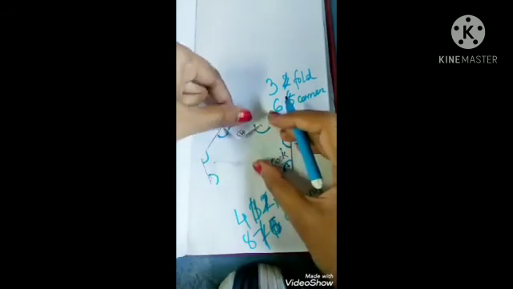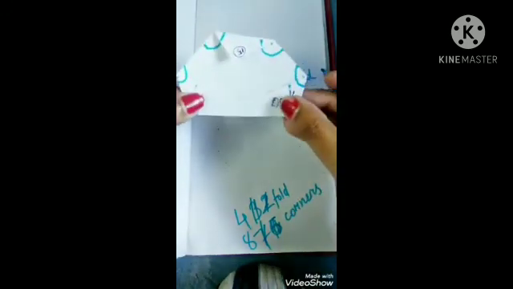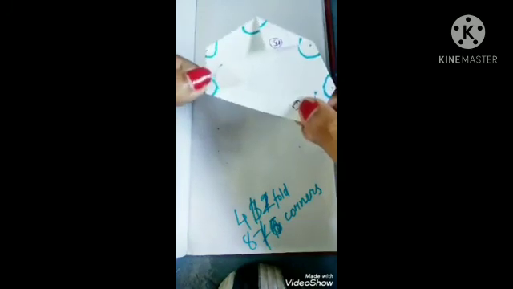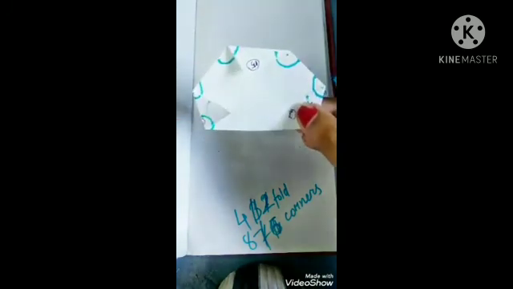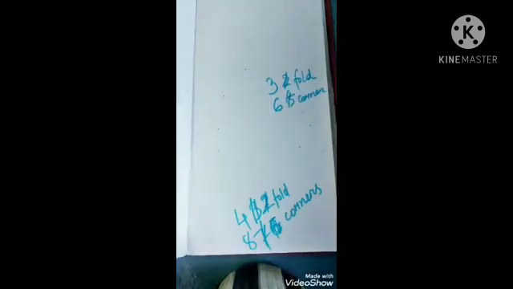And the triangle shape is also changed now, you can see. So in this way you have to do this activity, and you have to write by doing how many folds you are getting how many corners.